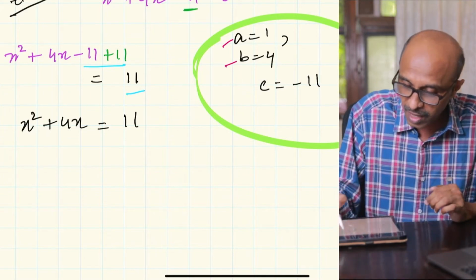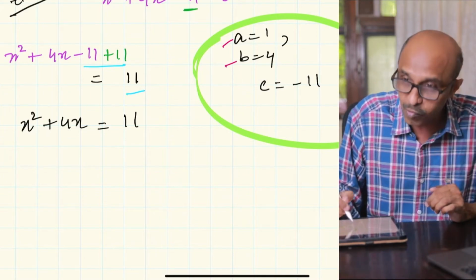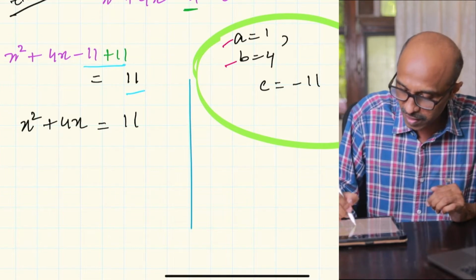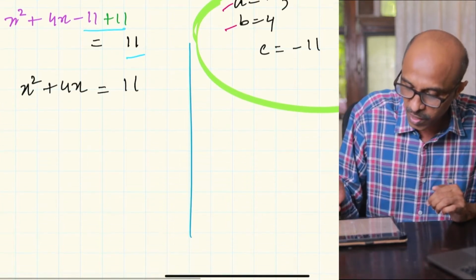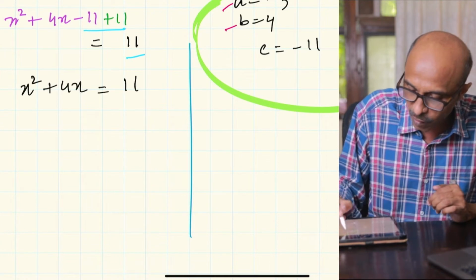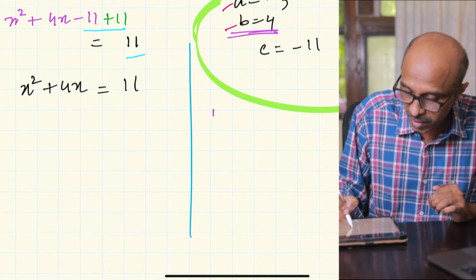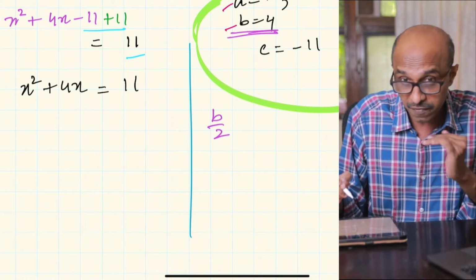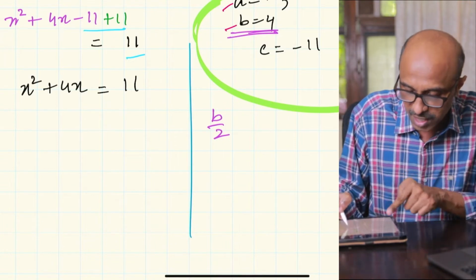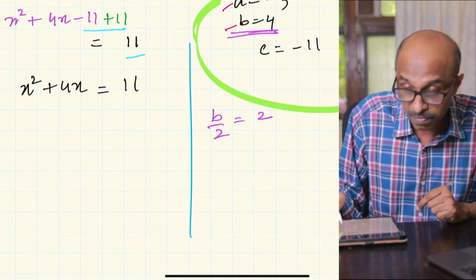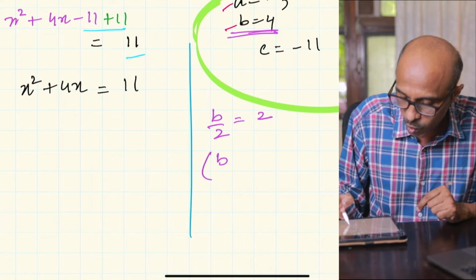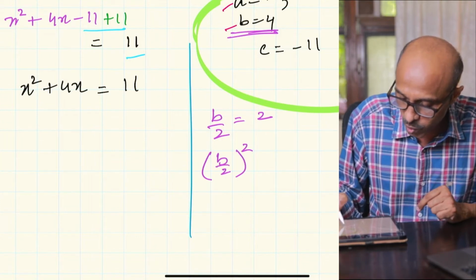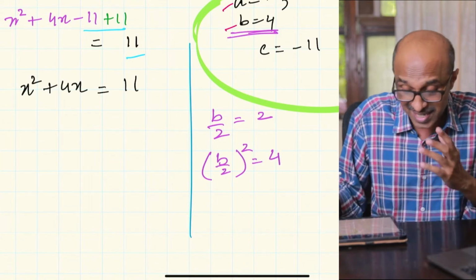Now, after having done that, what we need to do on our rough work is identify our b. We've already identified the b as 4. We find b by 2. You have to halve it. B by 2, in this case b is 4, so it's going to be 2. Then we square that term, b over 2, and here we get 4. This was a nice number.